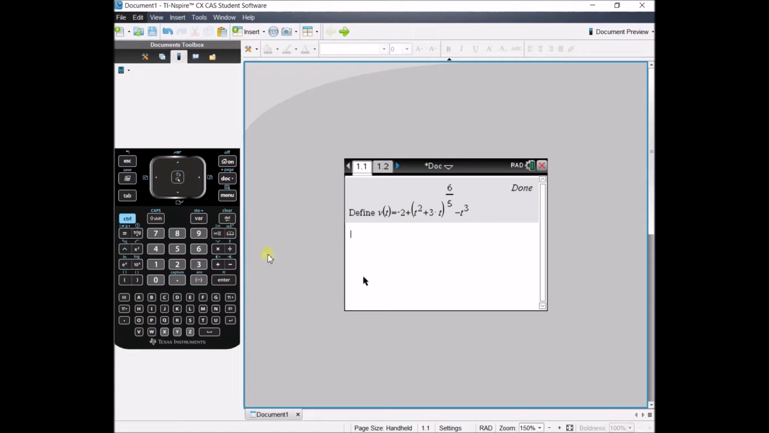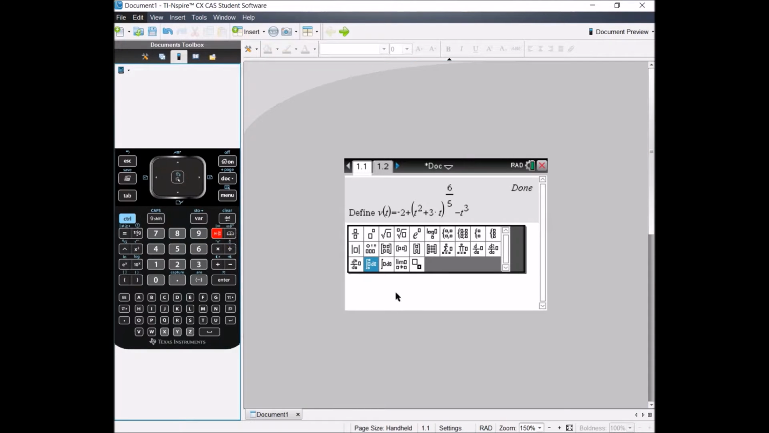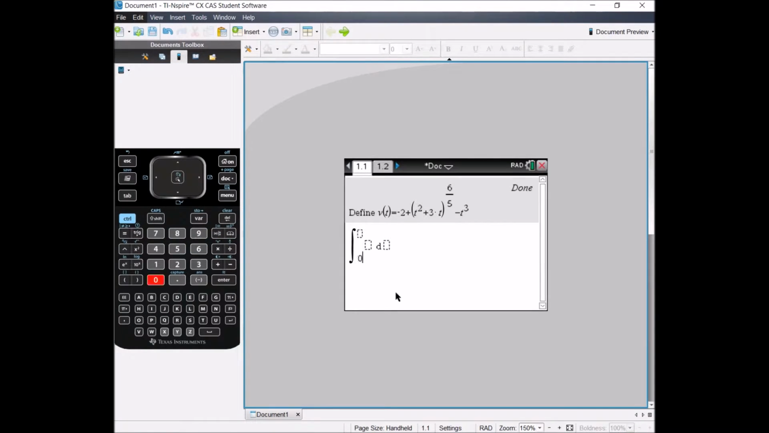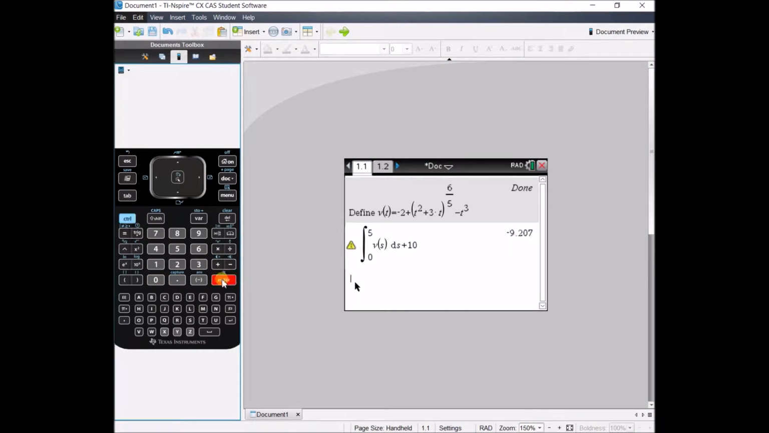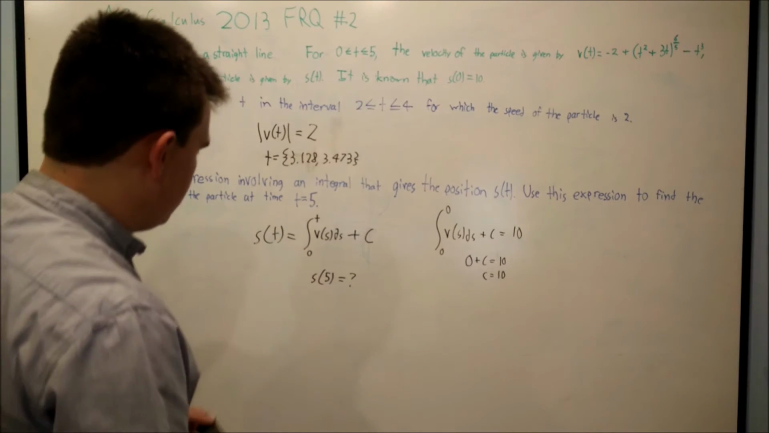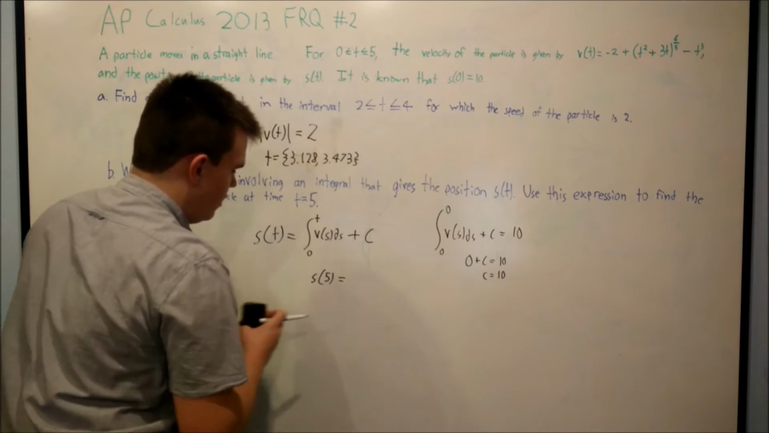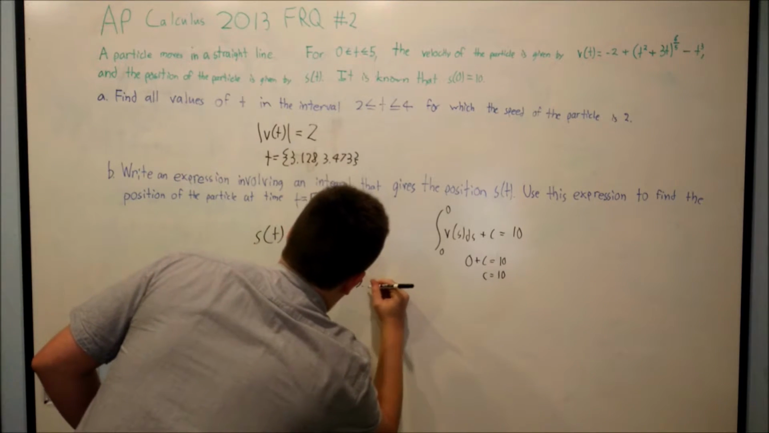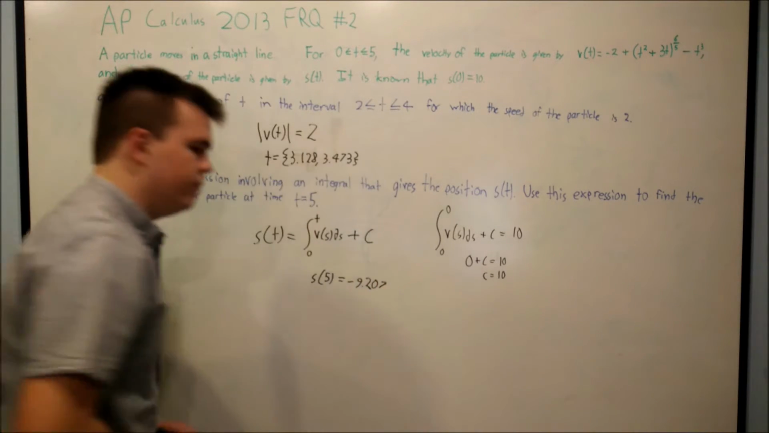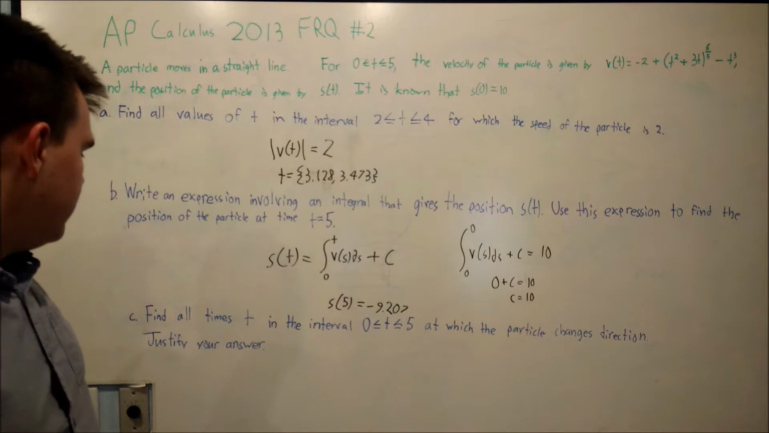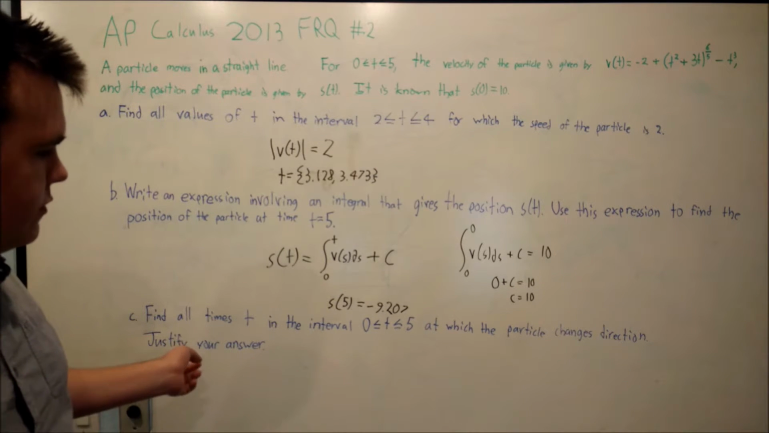So that equals the definite integral from 0 to 5 of v of s ds plus 10. And Control Enter, for approximate, gives negative 9.207. Okay, so we can erase the question mark and write in negative 9.207.